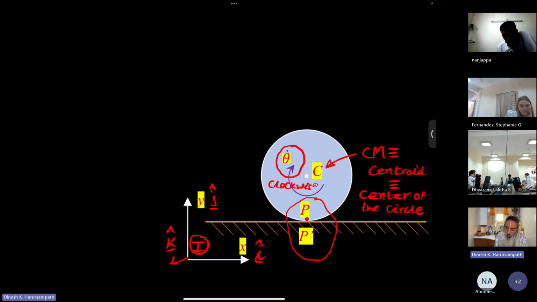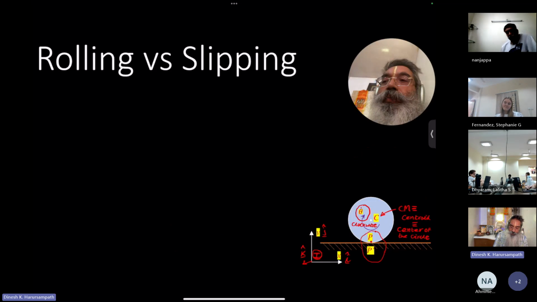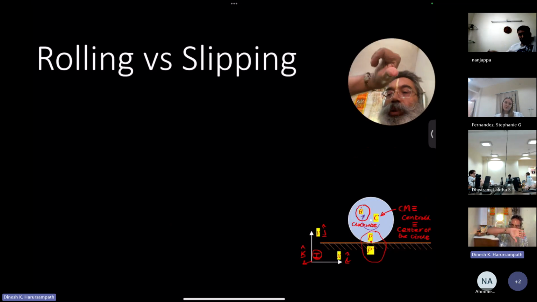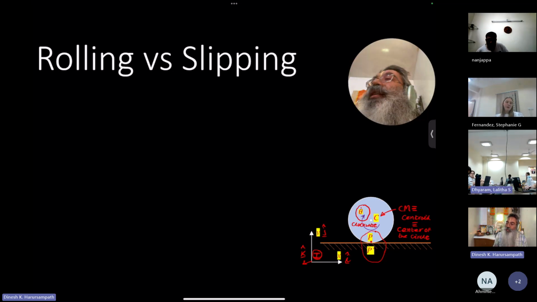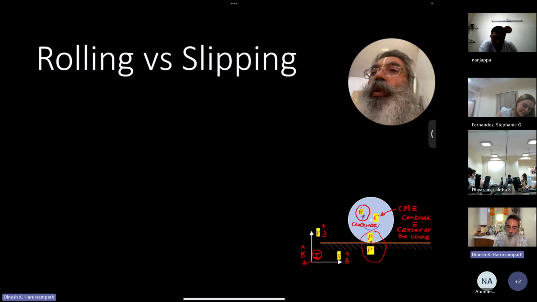Okay, so which means that if I use the right hand thumb rule, essentially this is going into the board, and therefore it's along the negative k hat direction, and therefore it should be minus theta dot k hat is the angular velocity of this particular body, which is rolling over the surface, with or without slipping.